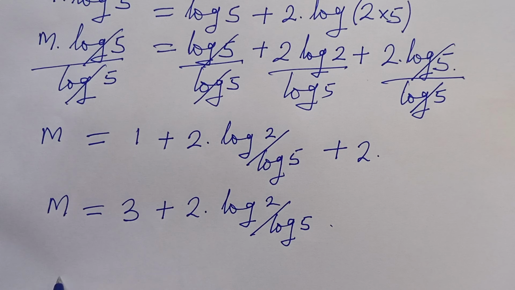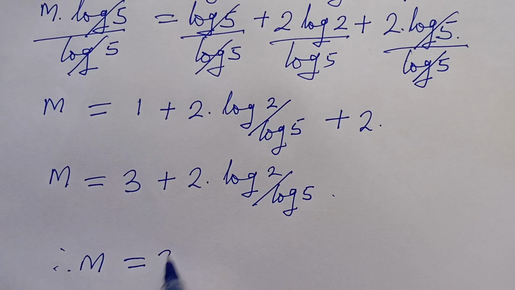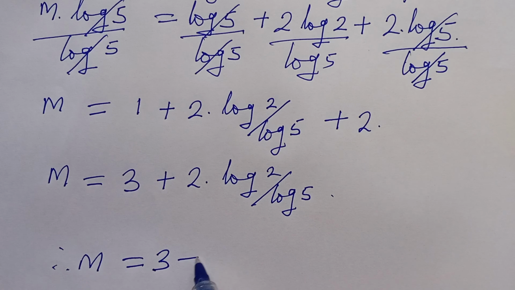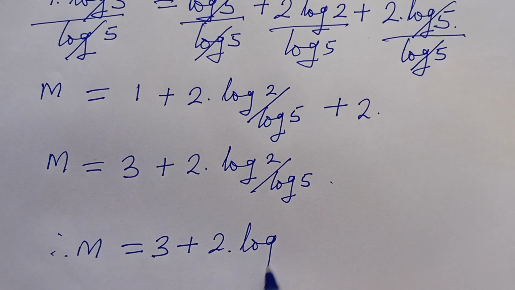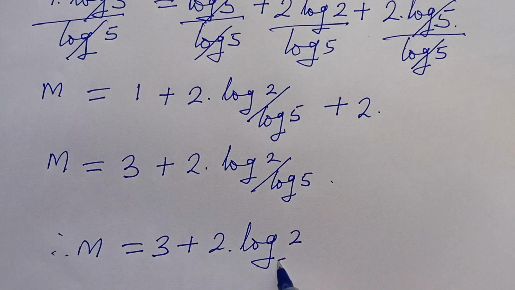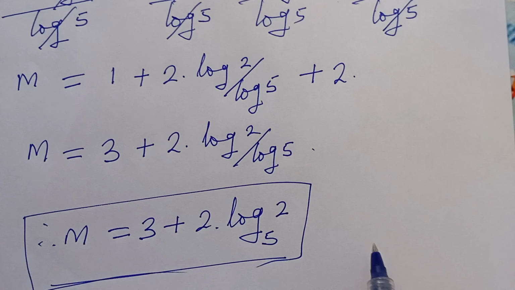So rewriting this is going to give us m will now be equal to 3, then plus 2 times the log of 2 base 5. So this is the answer to our original exponential equation.